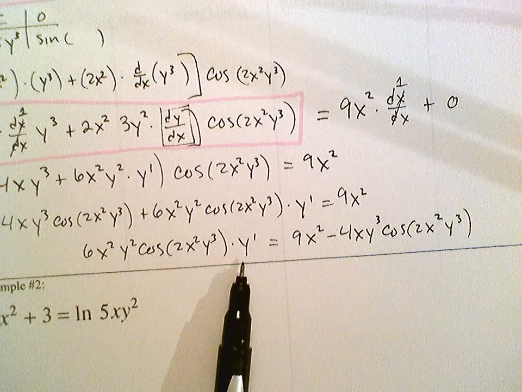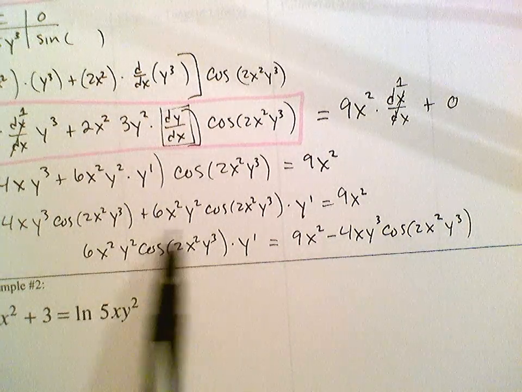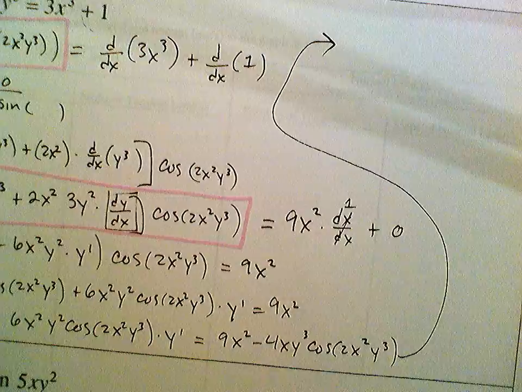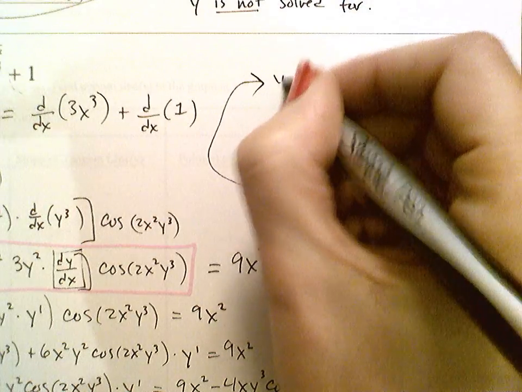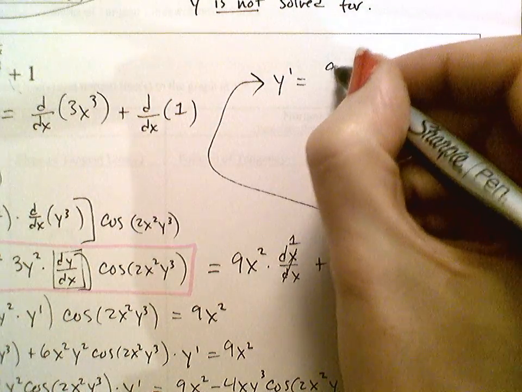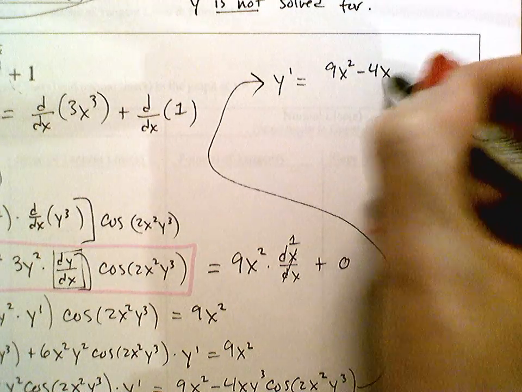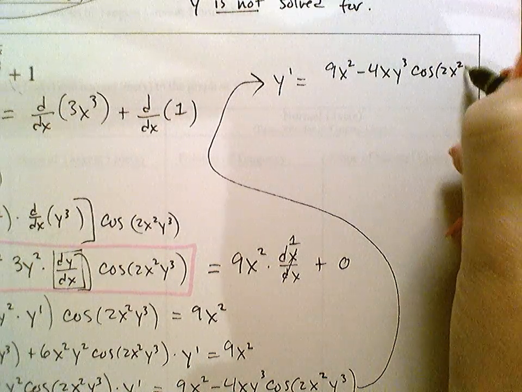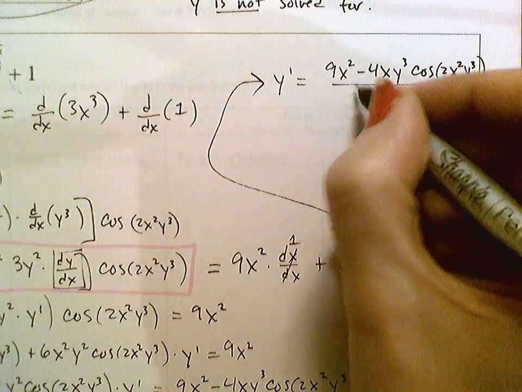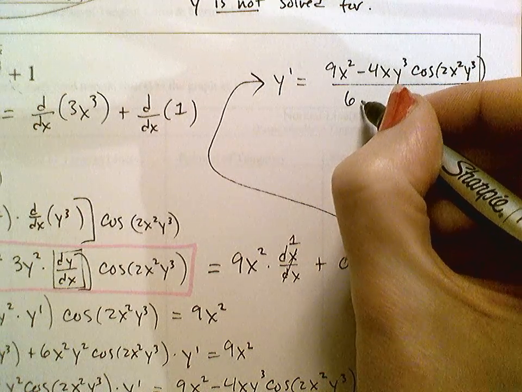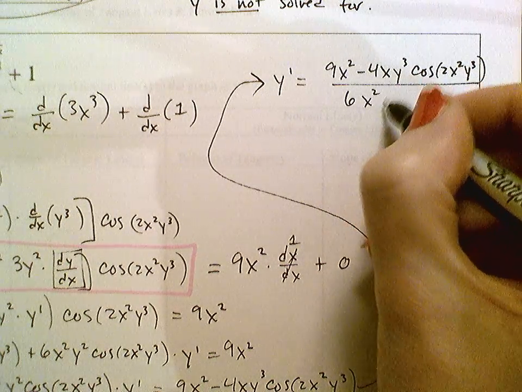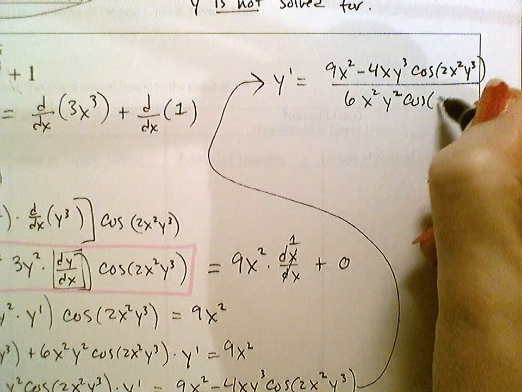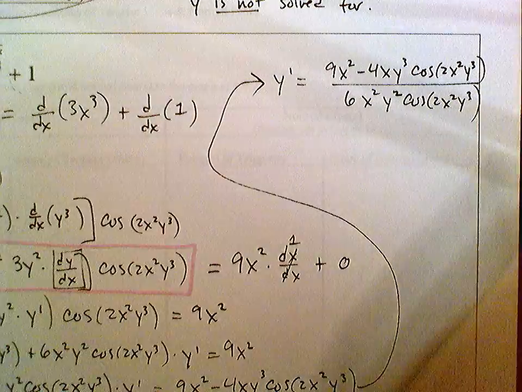And then I'm very close to having y prime by itself. I just have to divide both sides by this. And I'm running out of room, so I'll go like that. So we've got y prime is equal to 9x squared minus 4x y to the third cosine of 2x squared y to the third all over 6x squared y squared cosine of 2x squared y to the third.